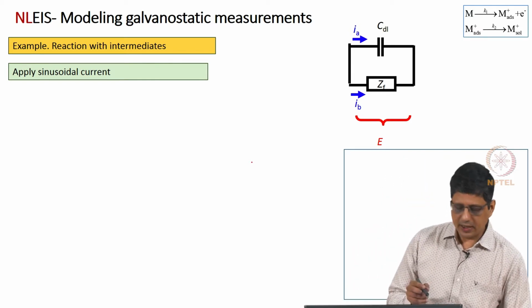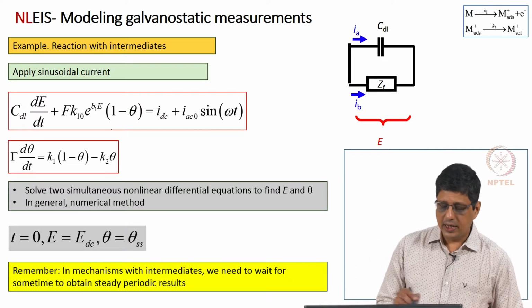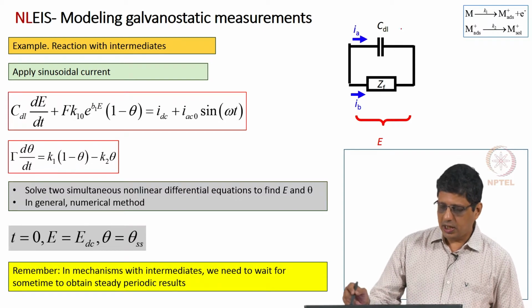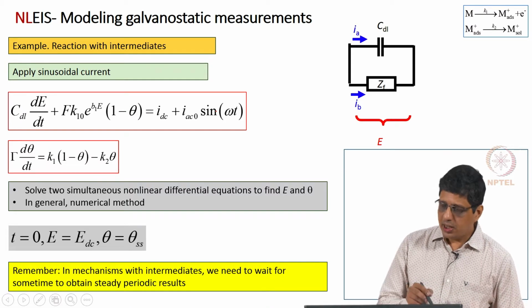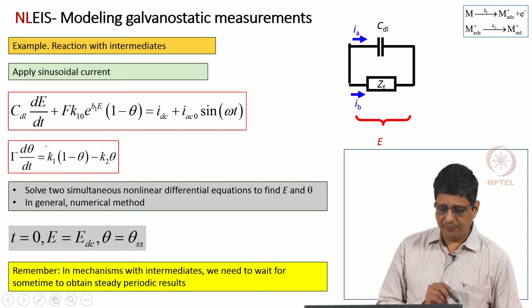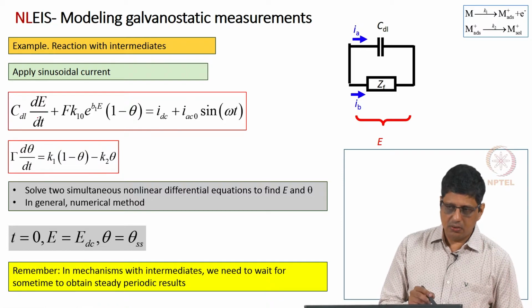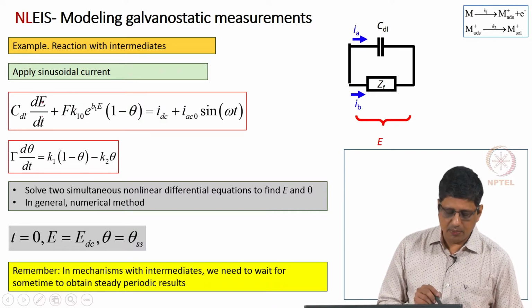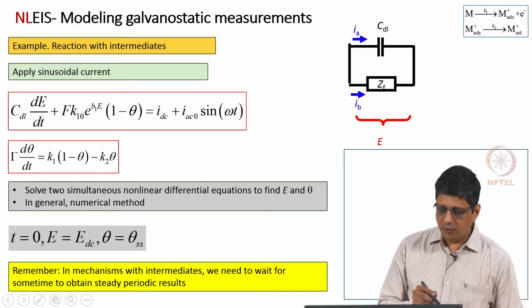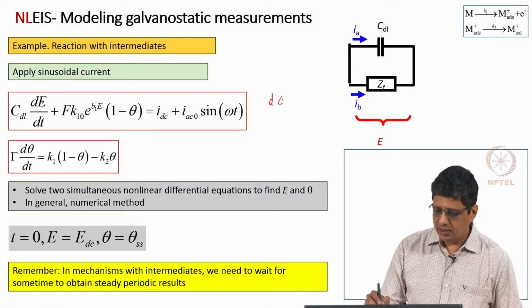Now, if you apply sinusoidal current, I take the general equation, which is current through the double layer and the current through the Faradaic impedance is going to be the total current, and of course, the mass balance equation remains the same. Now, these are nonlinear differential equations. The independent variable is time, and the dependent variables are potential E and theta. So, we will have to write it as dE by dt equal to, on the right hand side, some function of E, theta and t.